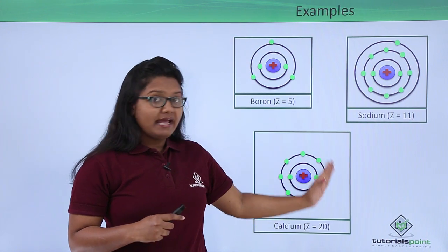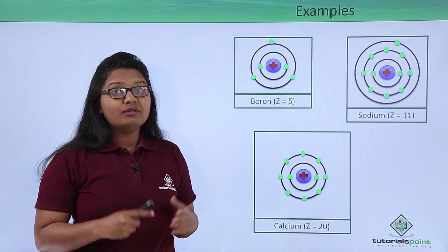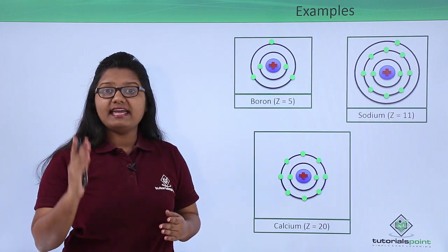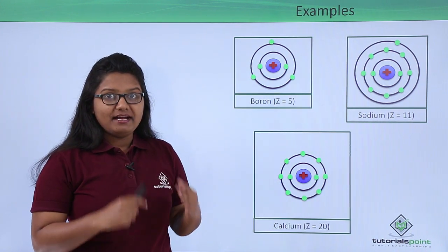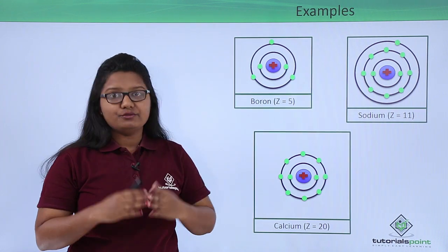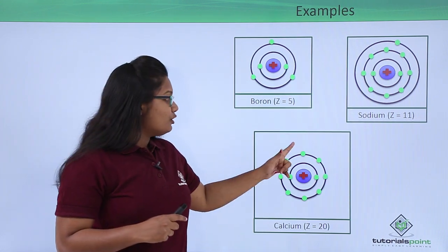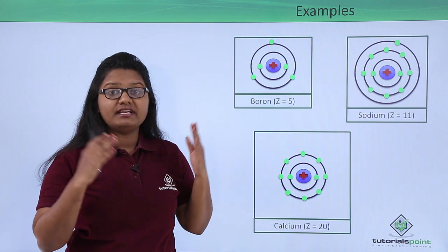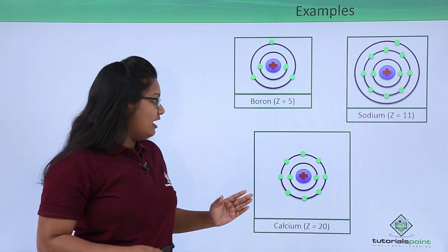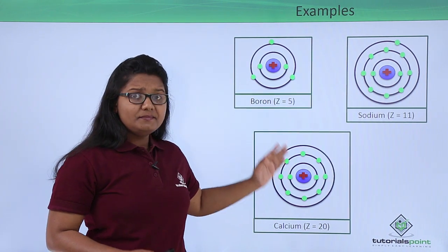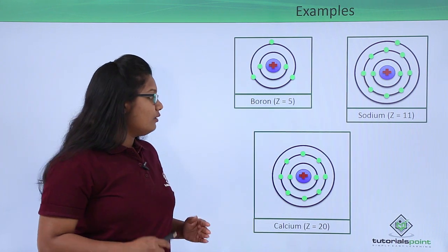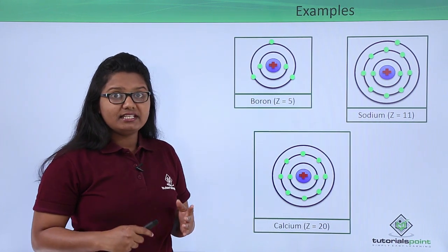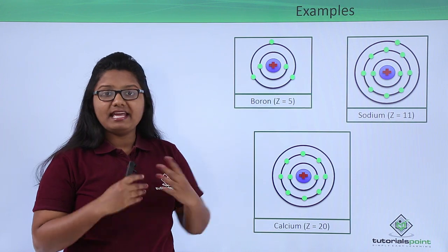Now it's the turn for M shell to be filled. We know that the capacity of M shell is 18 from the first rule. But here comes the second rule, that is, the outermost shell cannot have more than 8 electrons. And here our M shell becomes the outermost shell. So it is for sure that we cannot keep more than 8 electrons in M shell.